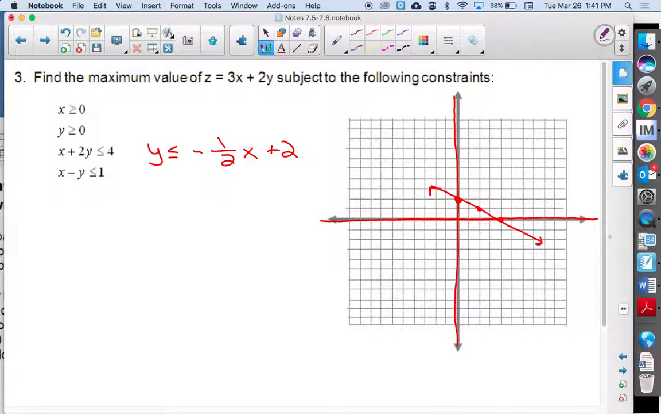Sabrina, how about the fourth inequality? What does that become? Y is greater than or equal to x minus 1. So the sign flips when you divide by the negative. It's now greater than or equal to, down at -1.